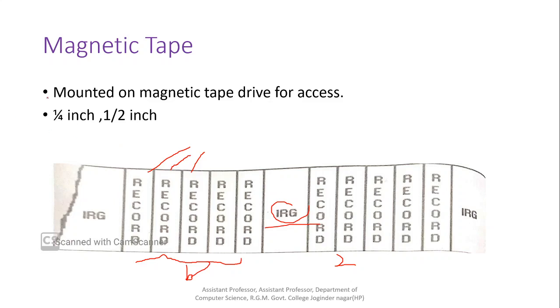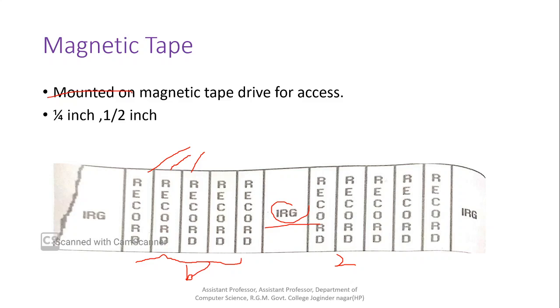So magnetic tapes are mounted on magnetic tape drives for access. The magnetic tape drive mechanism consists of a supply reel, a take-up reel, and a read-write head assembly. The magnetic tape moves on the tape drive from the supply reel to the take-up reel with the help of the magnetic coated side passing over the read-write head.